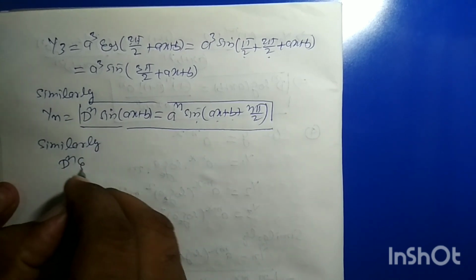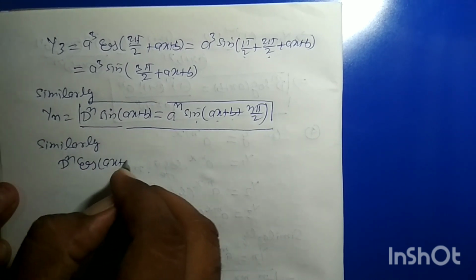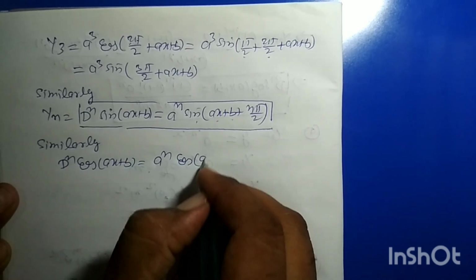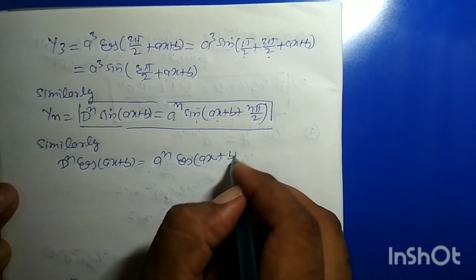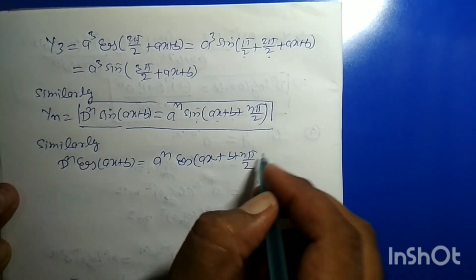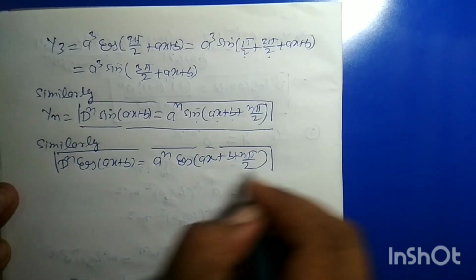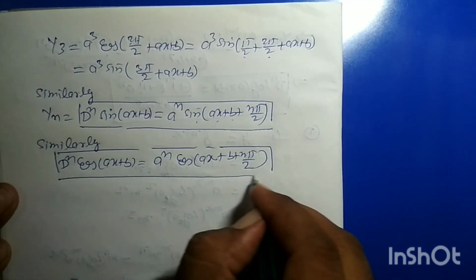Similarly, the nth derivative of cos(ax+b) is a raised to power n cos(ax + b + nπ/2). This is the nth derivative for cos(ax+b).